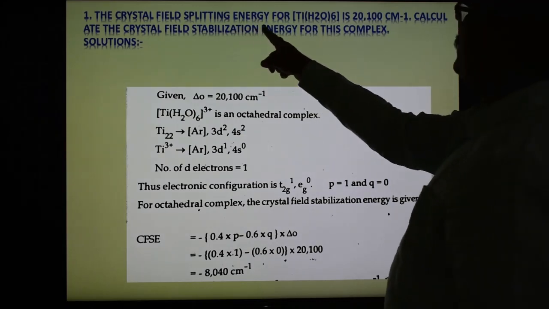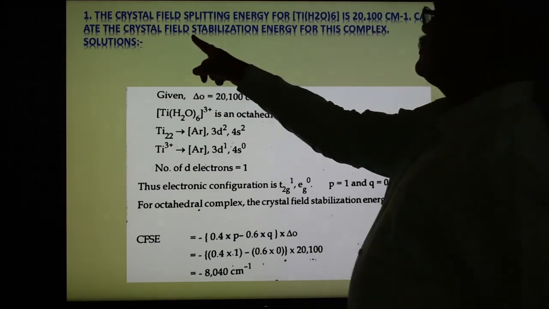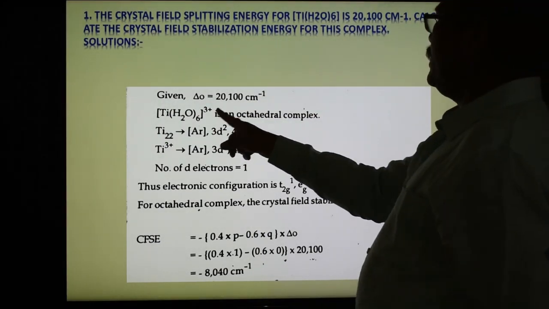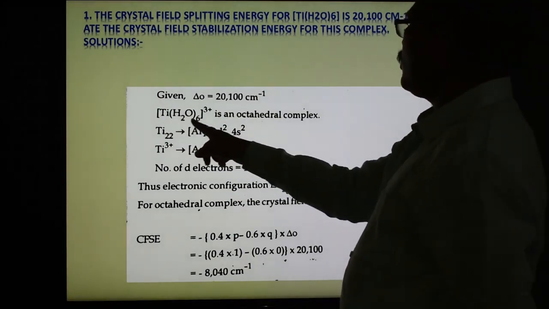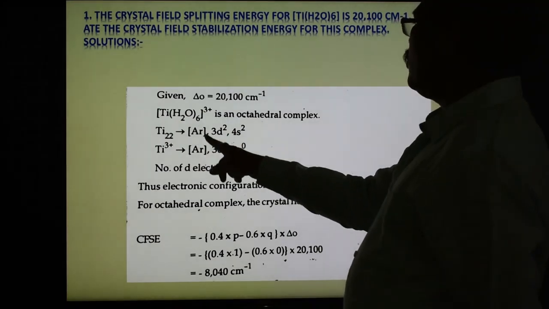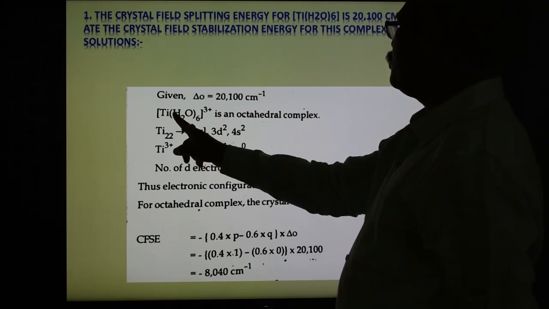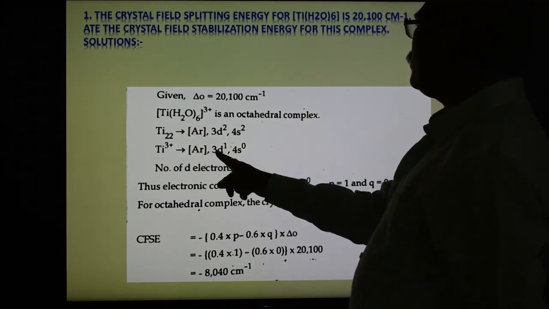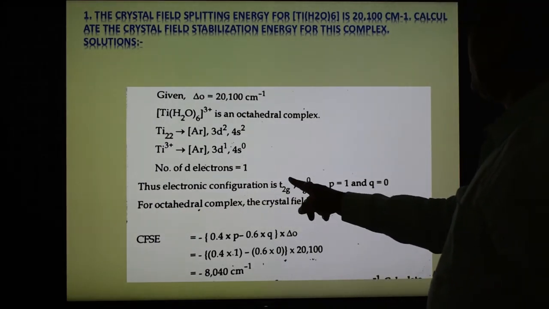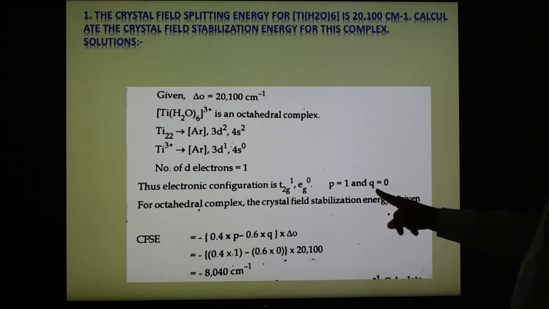Here the crystal field splitting energy for the hexaaqua titanium complex is given. Calculate the crystal field stabilization energy for this complex. The delta value is given, and the hexaaqua titanium complex is an octahedral complex. Titanium atomic number is 22, so argon 3d2 4s2. In this complex titanium is 3 plus because H2O is neutral, so Ti3+ is argon 3d1 4s0. The d orbital has 1 electron, so the configuration is t2g1 eg0. P, the number of electrons in t2g, is 1 and in the eg orbital is 0.